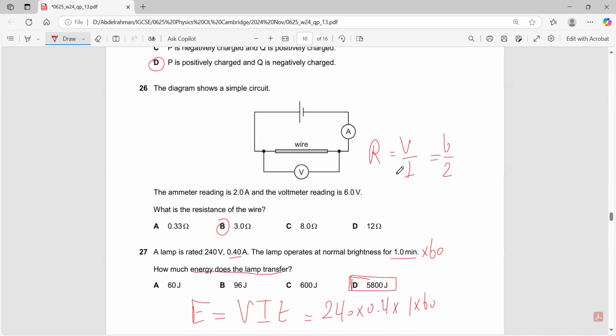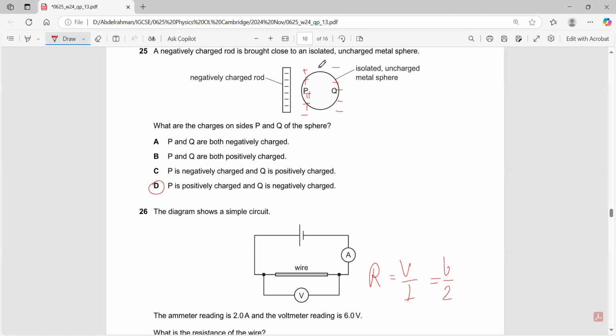Back to the rod: again, this is a negative rod. A negative rod would attract positive, so P would be positive, but it would repel the negative electrons. So the negative electrons would move to Q. So Q has to be negative, while P has to be positive. It's just a matter of repulsion and attraction. The attracted particles would be the positive particles. The repelled particles would be the negative particles.